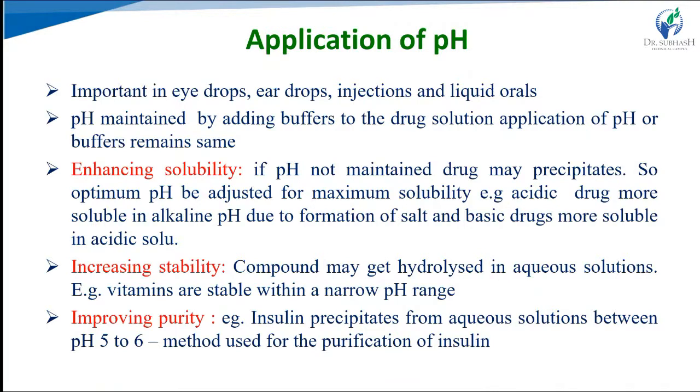So it is very important to maintain the pH for the solubility of the drug in the formulation, or it may be enhanced or changed. If pH is not maintained, the drug may precipitate. So the optimum pH should be adjusted for maximum solubility. An acidic drug is more soluble in alkaline pH due to the formation of salt, and a basic drug is more soluble in acidic solution. pH plays the most important role in solubility.